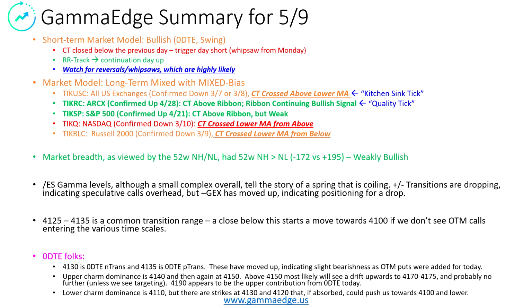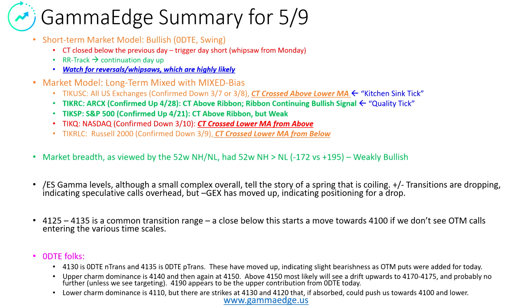Taking a look at the ES, although it's small relative to the SPY, the SPX PM, the SPX AM, and then the combo complex, it does tell the story of a spring that is coiling. What we mean by that are the transitions are dropping, and when we see the transitions dropping, that's positioning to take advantage of convexity of gamma. But we've also seen minus GEX moving up, and that's indicating positioning for a drop. So think of a vice. We're squeezing price in two directions to take advantage of convexity. Whether the convexity is upward or downward, we don't know, but we are seeing that narrowing.